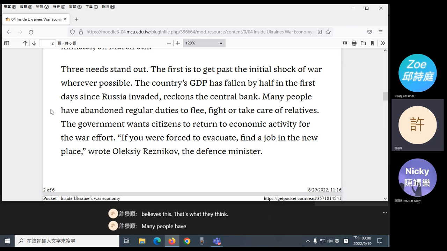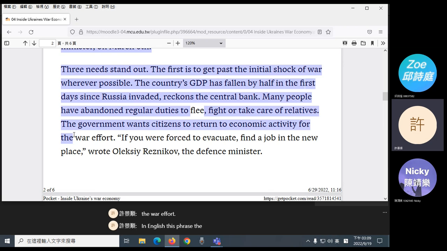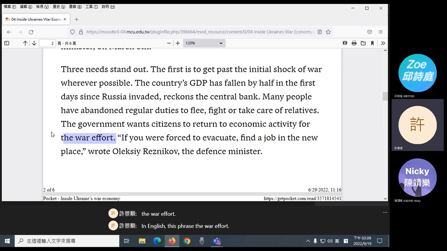Many people have abandoned regular duties to flee, fight, or take care of relatives. So people, instead of going to work, people are running away, they're going to fight, or they're going home to take care of their family. So people are not working. And that's, of course, a problem for the economy. So the government wants citizens to return to economic activity for the war effort. In English, this phrase, the war effort, means something to support your side of the war. So the government is calling on people to go back to work, not for themselves, not to make money, but to help Ukraine win the war.